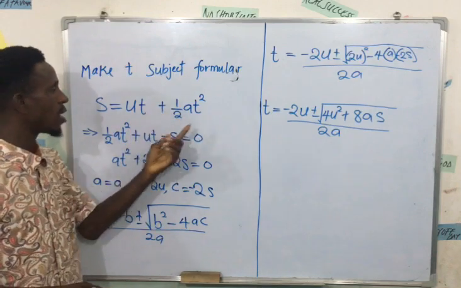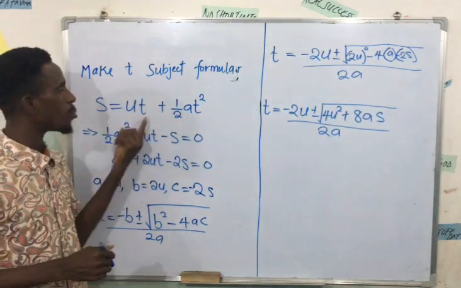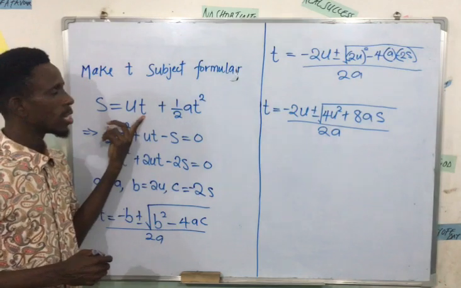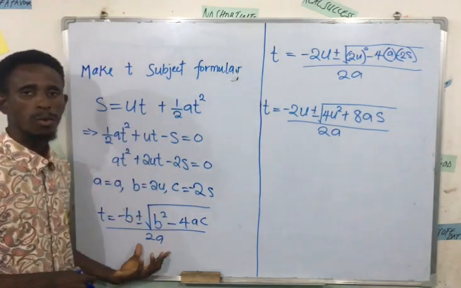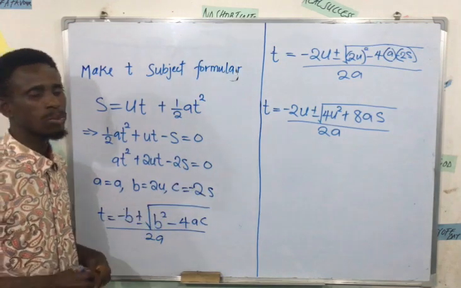If you have a squared and you still have the same variable in that same equation, it will be easier to use the quadratic formula to make any of them the subject of the formula.